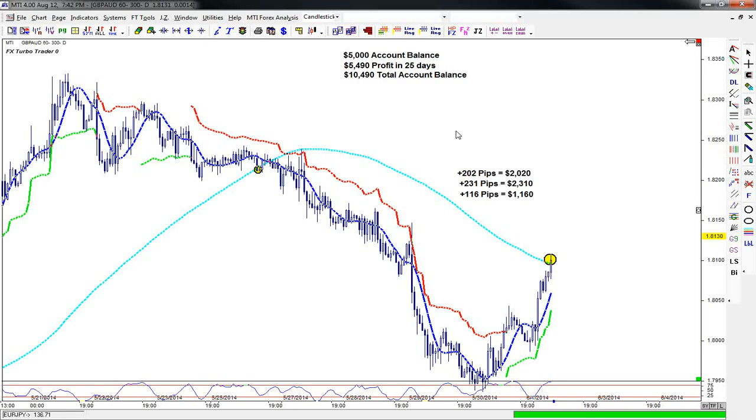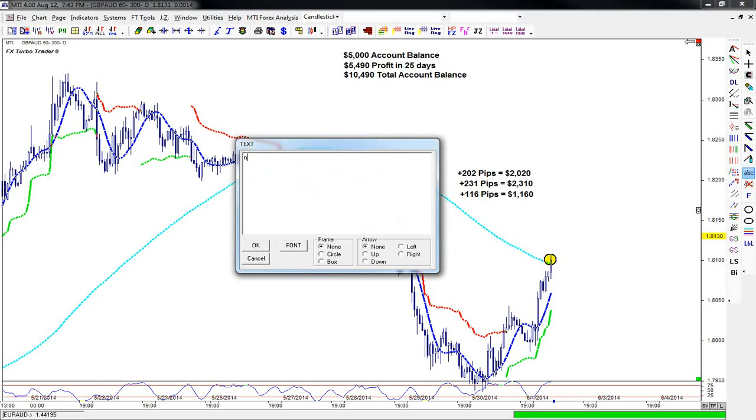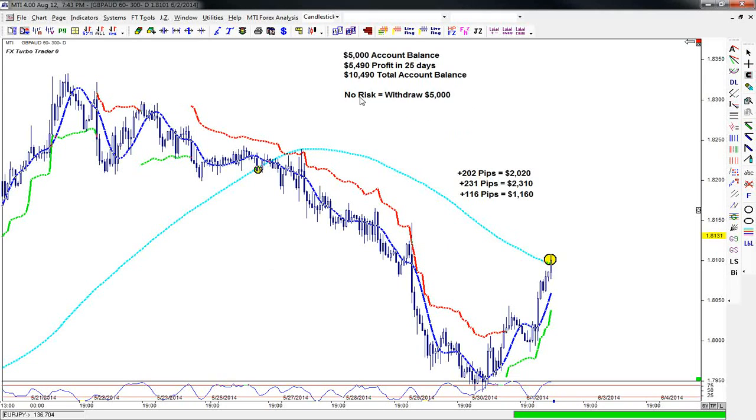All right, great. Here's what I want you to do. For those of you that are not risk takers, I'm going to put no risk. You're simply going to withdraw. I want you to withdraw $5,000 from your account. All right? And guess what? You know what that means? Every win, everything you make from here on out is absolutely nothing but 100% pure profit. You are literally trading home free, risk free.